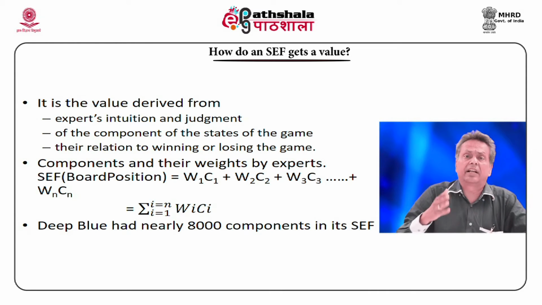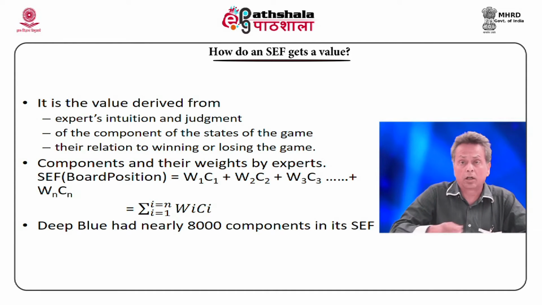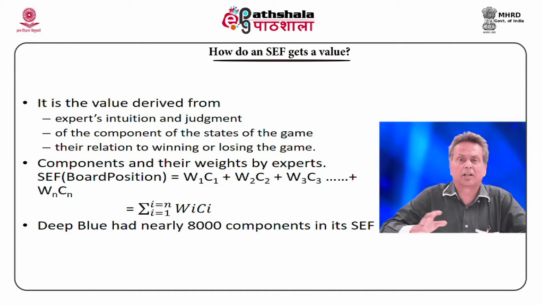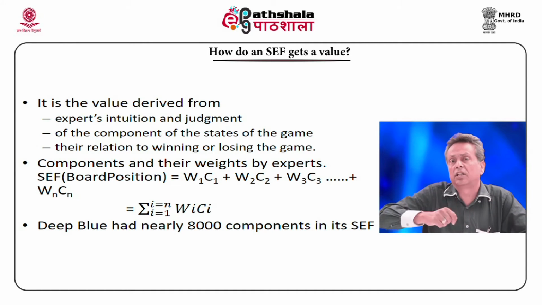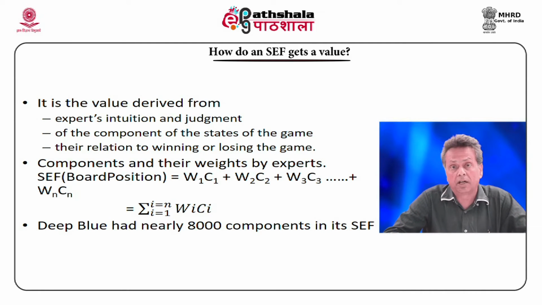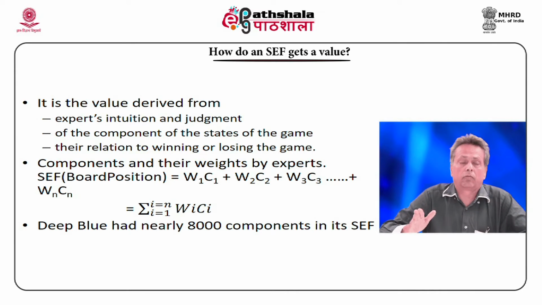That demands the SEF to be optimal. So, we will not choose components which do not have much of an effect. We will only choose significant components, and that is why probably the Deep Thought team had a chess grandmaster as part of it, and it had around 8,000 components in the static evaluation function of the Deep Thought computer, which could beat Garry Kasparov. 8,000 is not all that large if you look at the complexity of chess.